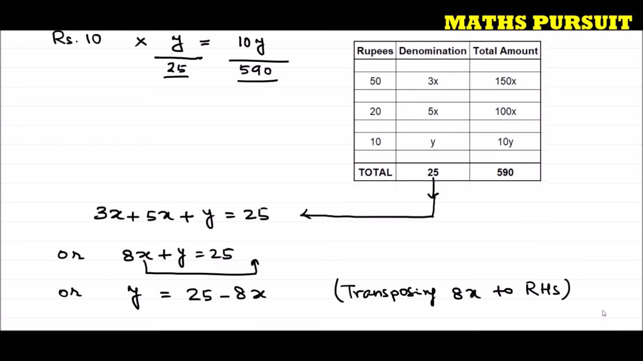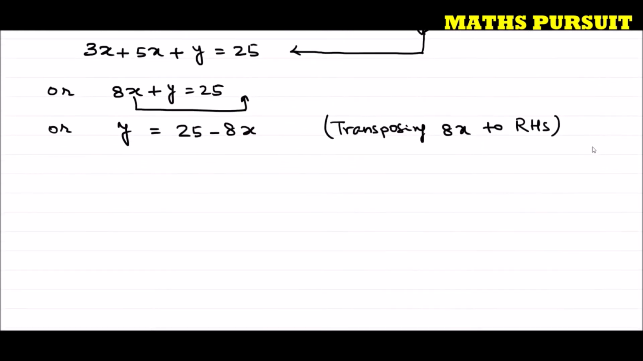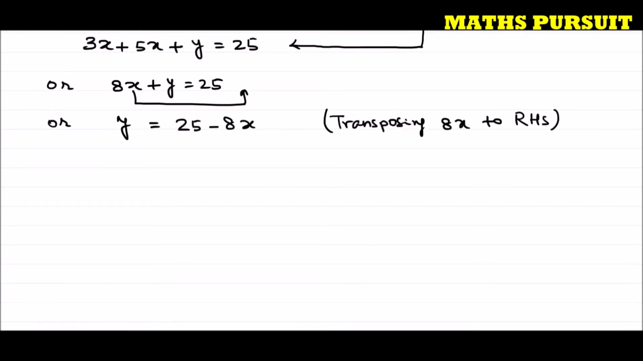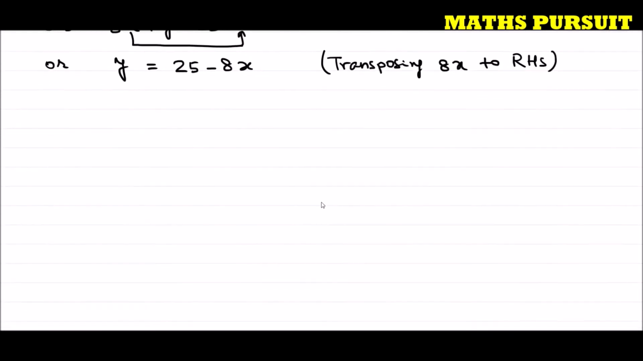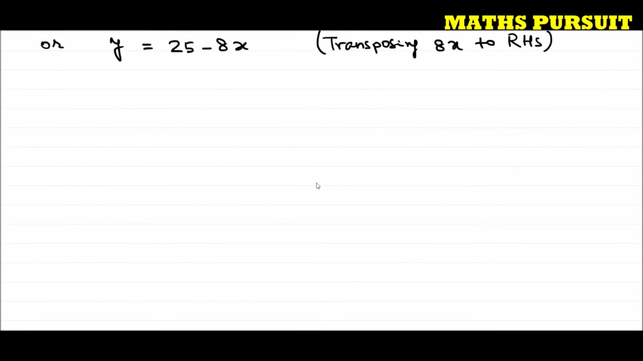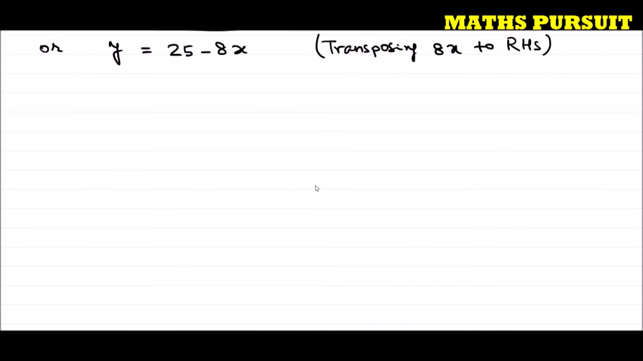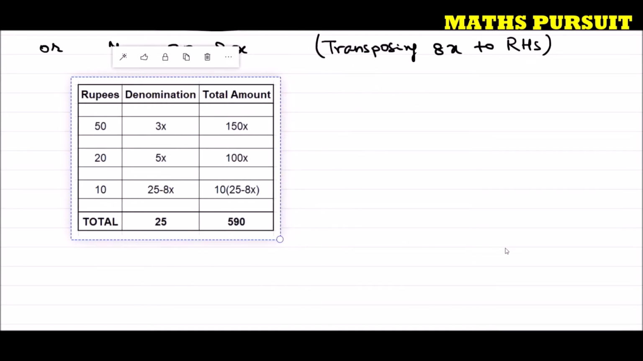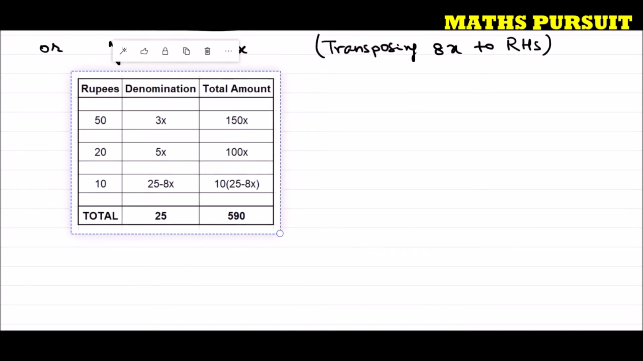Hope guys till here we are very clear. So we got y is equal to 25 minus 8x. Now, after getting the value of y, let me again put back the updated table. If you look at the updated table, things will be more clear.